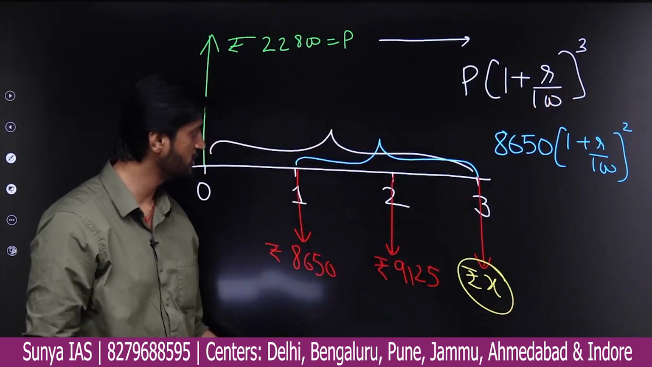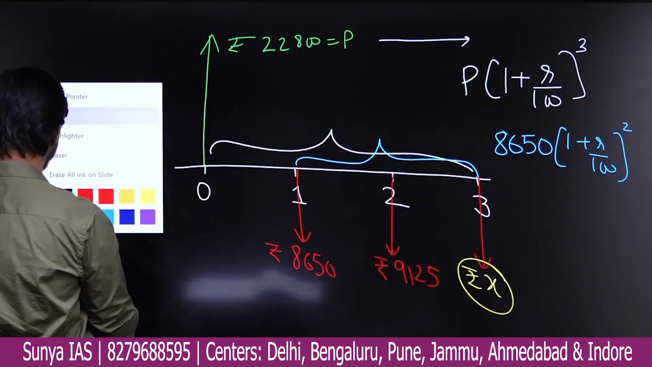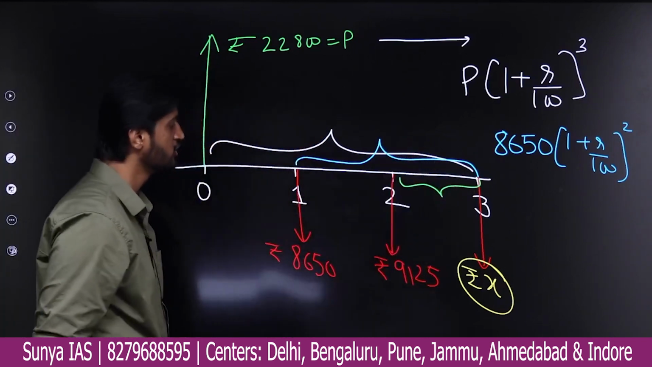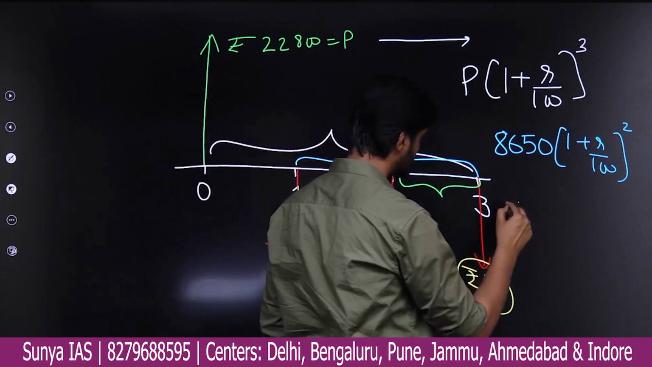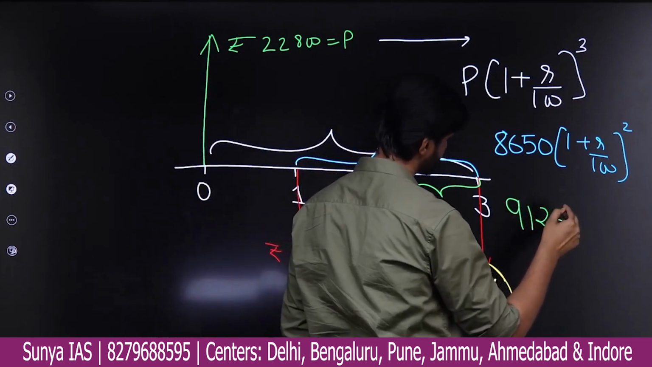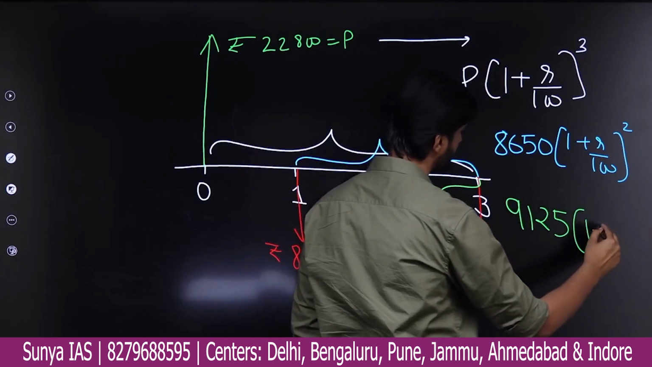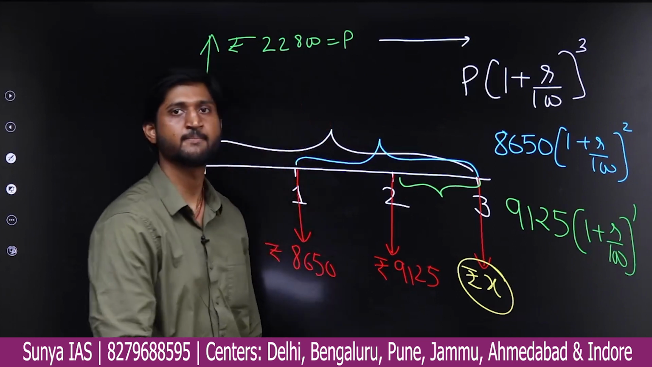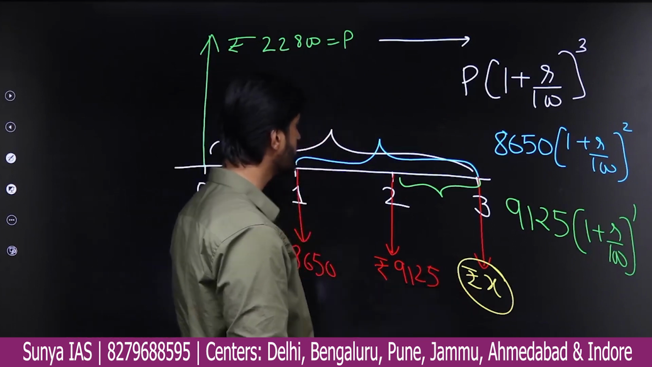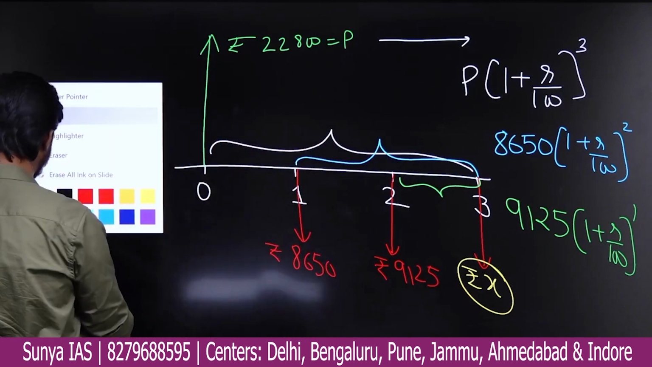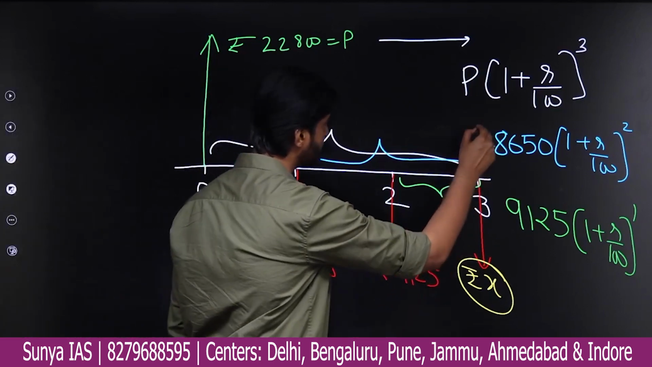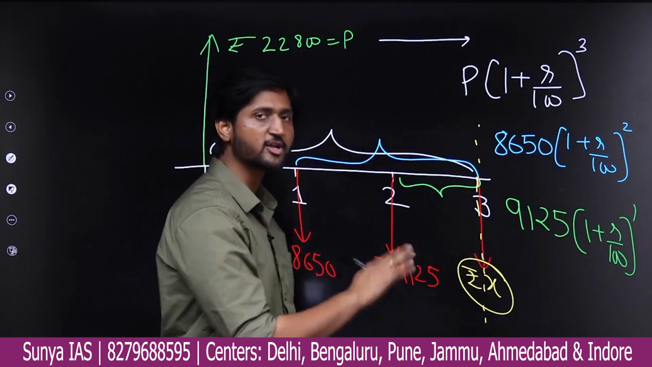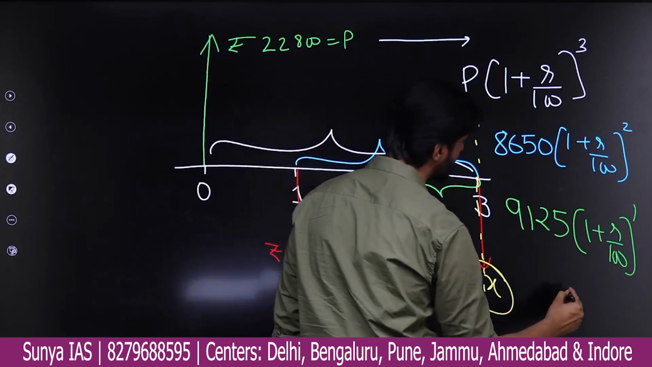Similarly, this amount is earning interest for a period of 1 year, as you can see. So this amount 9125 will get interest at 1 plus R by 100 for a period of 1 year. What about this last amount X you are paying? Since you have paid this amount X just now, very freshly paid, the amount will not earn any interest and it will simply be added as X.